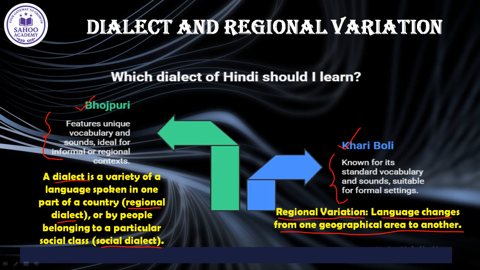Think about English. In British English, we may say burnt, while in American English, it is burned. We can also see the difference between color and colour. These are all examples of regional dialects, different but equally valid versions of the same language. Now, let's talk about social dialects. Language can also vary according to social structure.